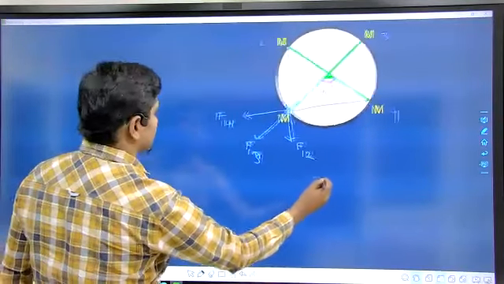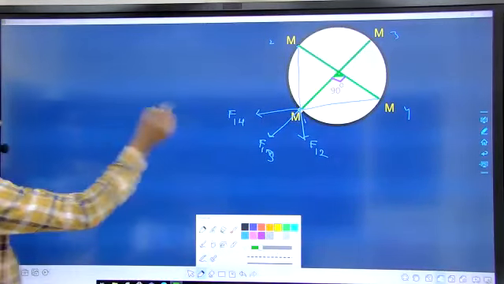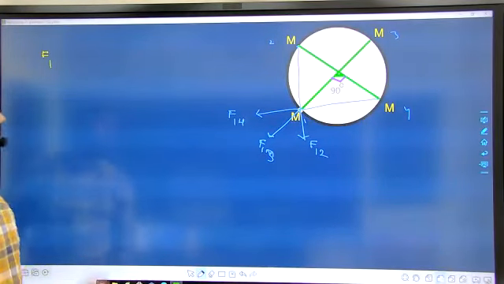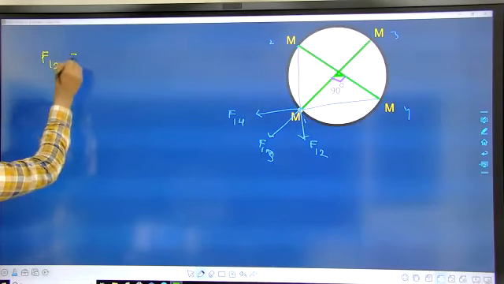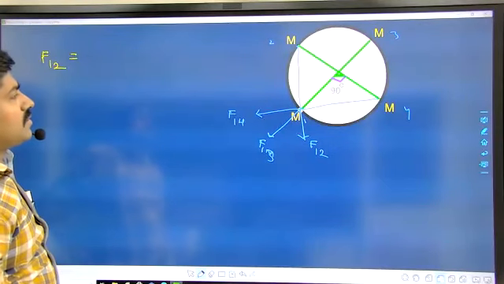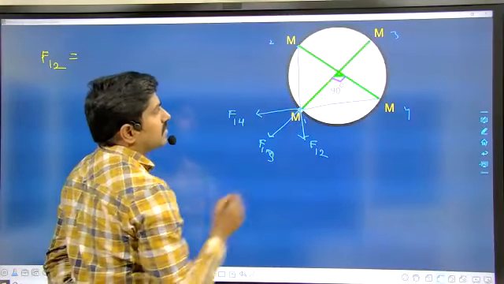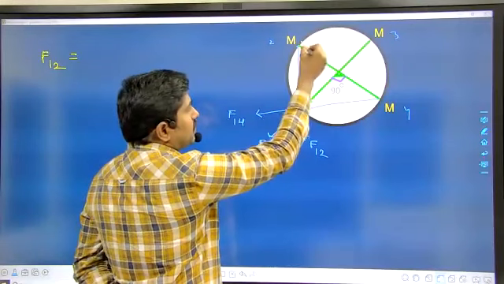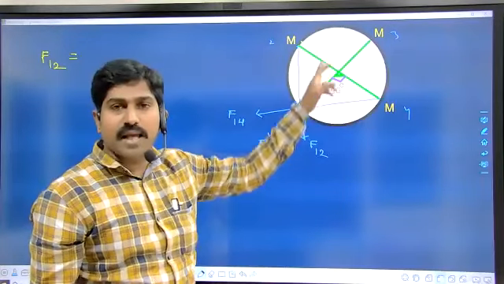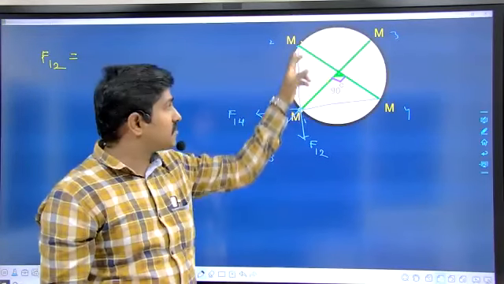See here. What is the force acting on the first mass due to the second one? See here, the force between these two. You can see here that this is the 90 degrees angle given here. Then this one is the radius from here to here, and here also this will be the radius. If there is a 90 degrees angle between them, what will be the length of this particular line?